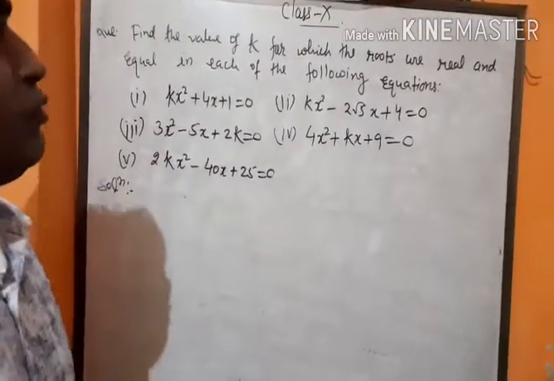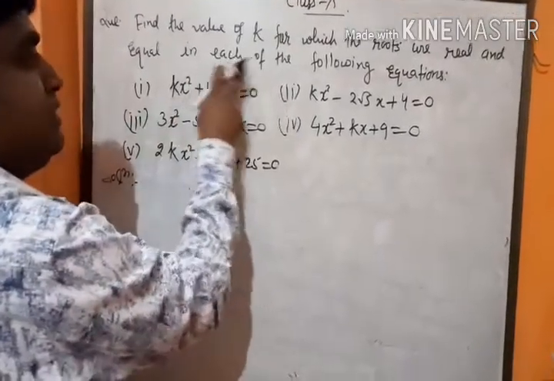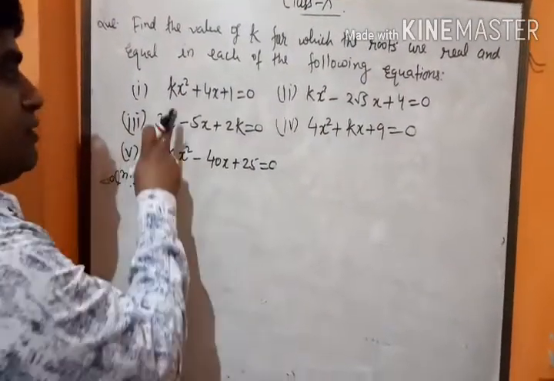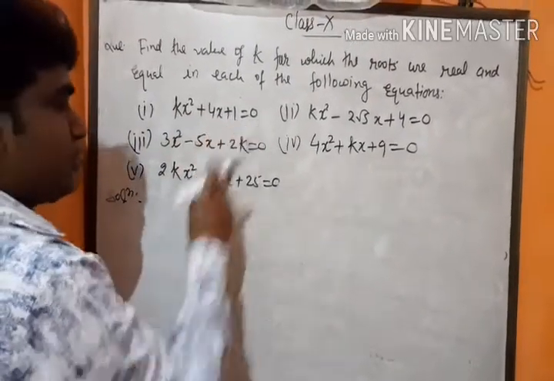Find the value of k for which the roots are real and equal in each of the following quadratic equations. The first question: the given quadratic equation is kx square plus 4x plus 1 equal to 0.